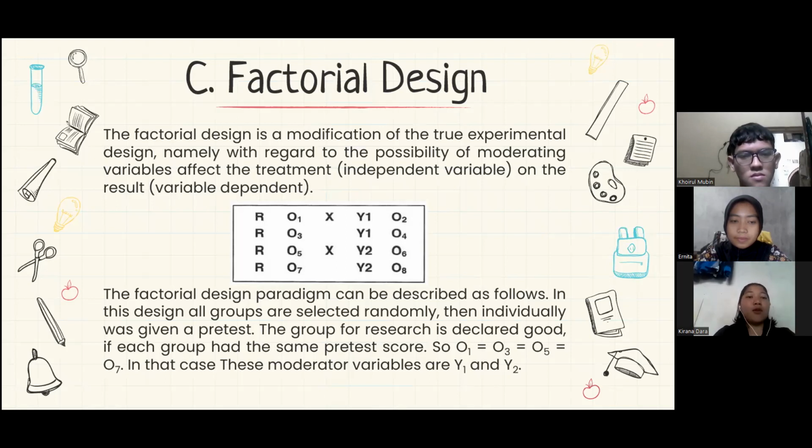In this design, all groups are selected randomly, then individually given a pretest. Next.